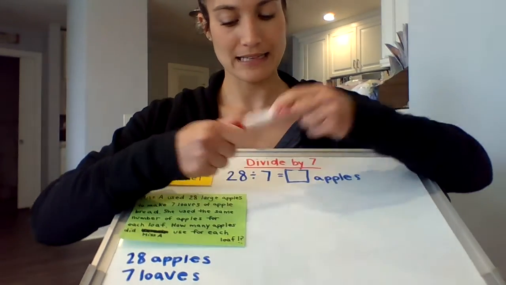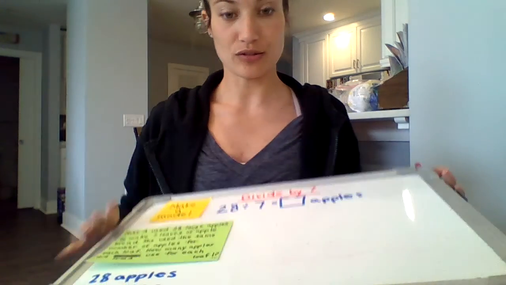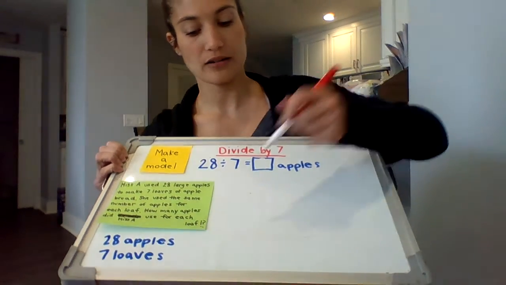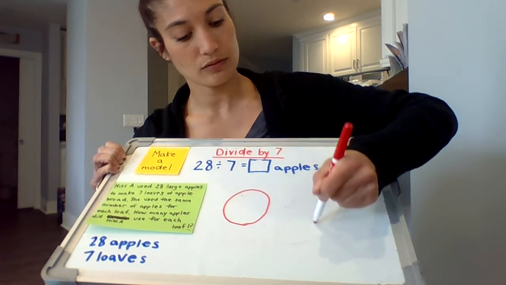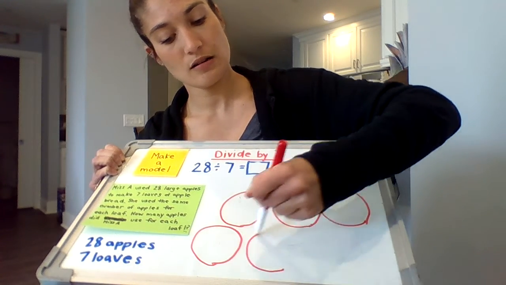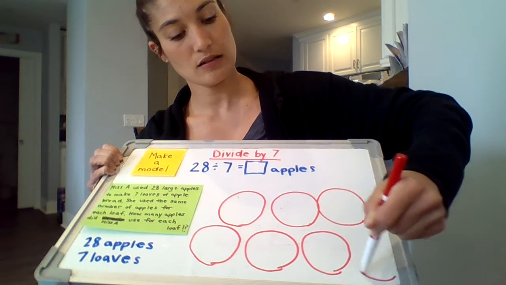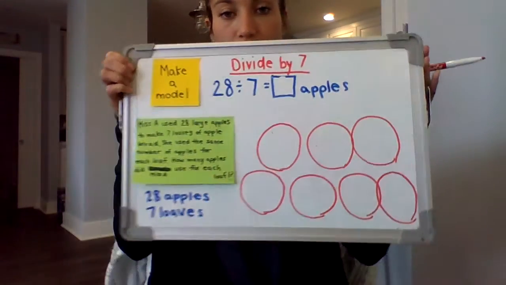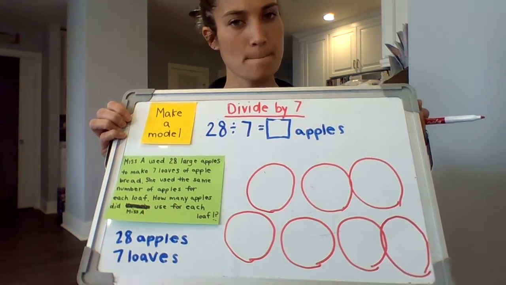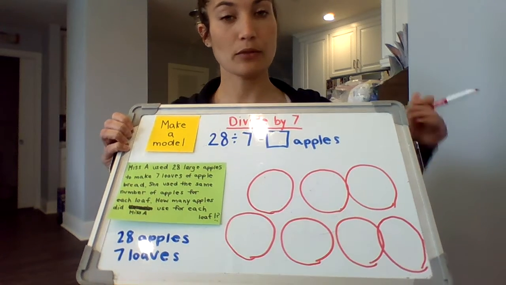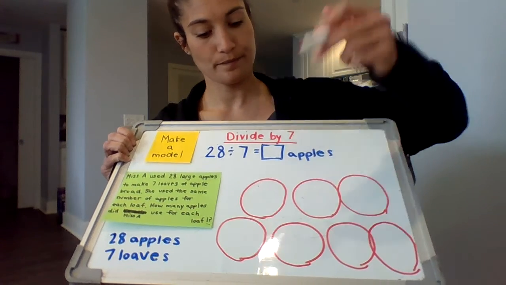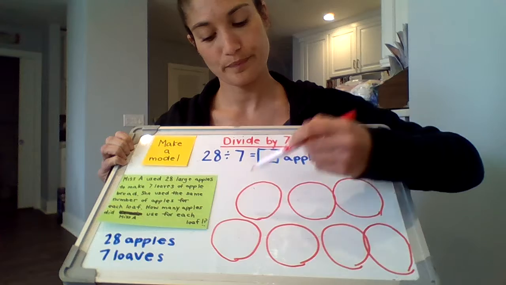Are you thinking I need to make 7 equal groups because we are dividing by 7 and that represents our 7 loaves? Then you are absolutely correct. So I'm going to start by making 7 groups. That's 3, 4, 5, 6, 7. I have my 7 groups. Now what am I going to do? What is my next step? I'm going to put 1 in each until I get to 28. Because remember, I bought 28 total apples.